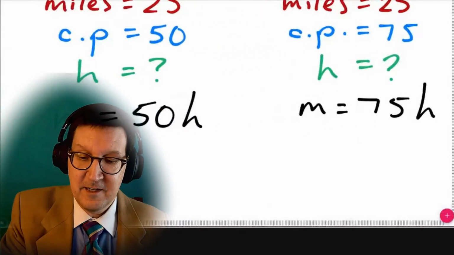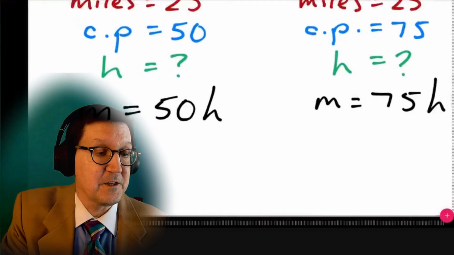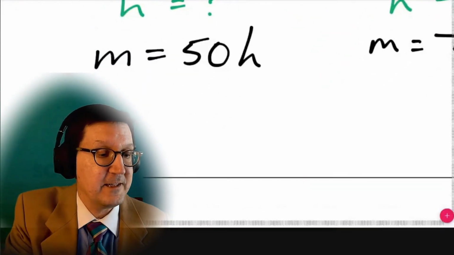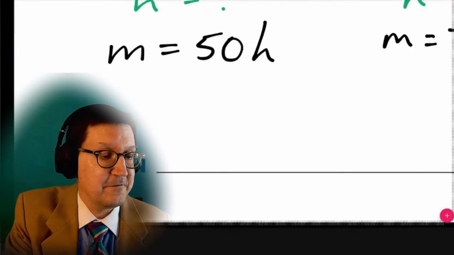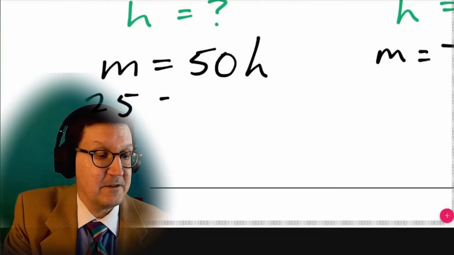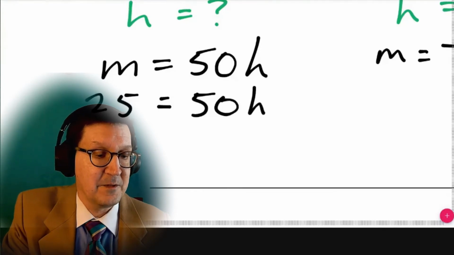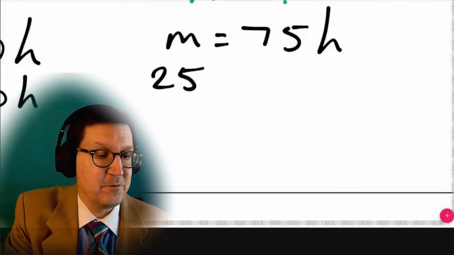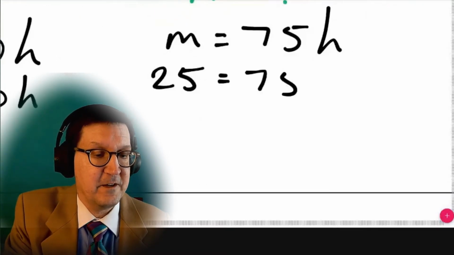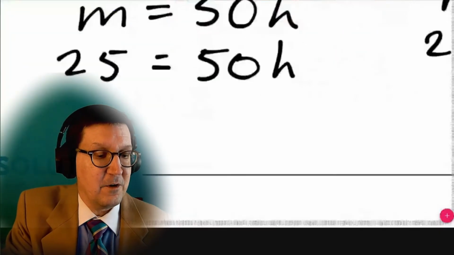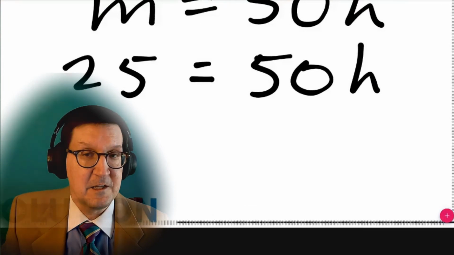So now we know what the miles are. Miles are 25 in both cases. So let's plug that 25 in. We can say we have 25 miles equals 50 times the number of hours. And over here, for Quinn, we have 25 miles equals 75 times the number of hours. So all we have to do is solve for h, right?